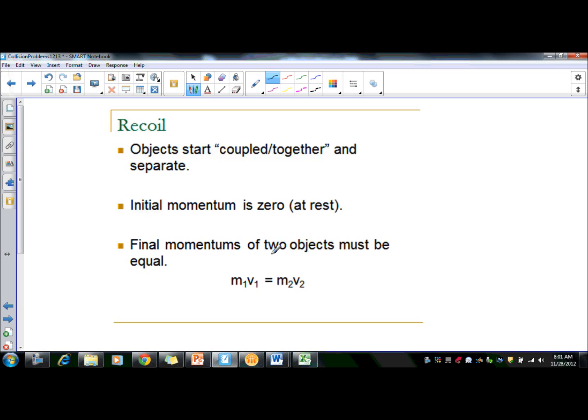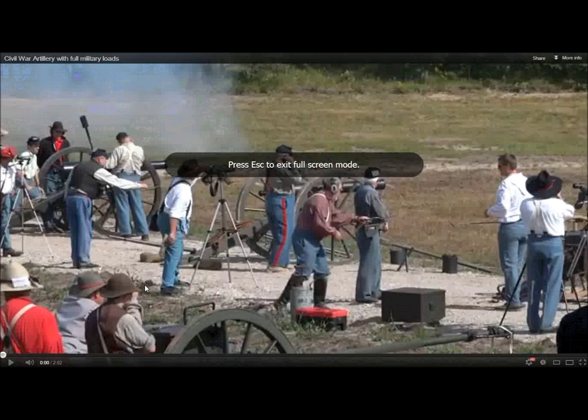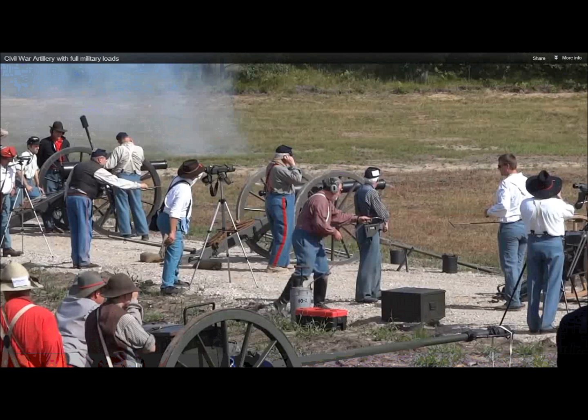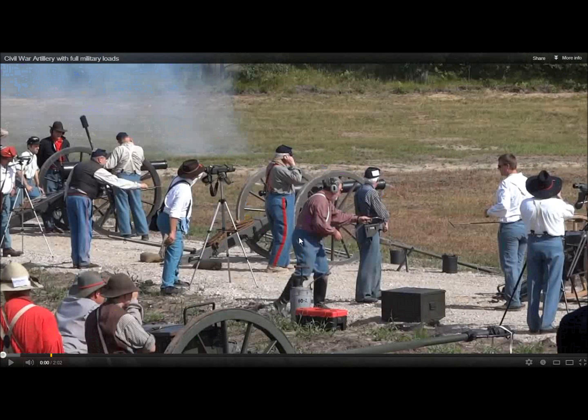And this is whenever objects start together and then separate. So, for example, a cannon. In this short little snippet, this is a Civil War reenactment where they actually used full artillery in the cannons. Cannons are always on some sort of roller on the wheels, because if it wasn't, then that recoil would actually break the cannon apart because of the sheer force involved. So here we go. It's going to be really quick. What I want you to do is watch this cannon in the center.